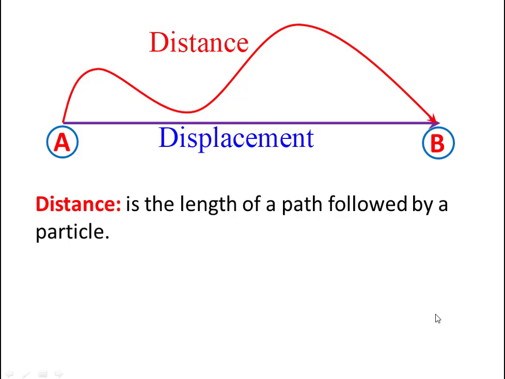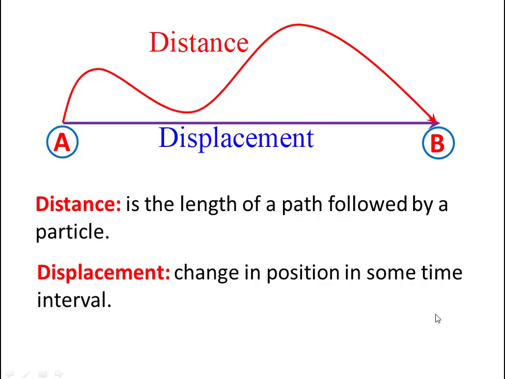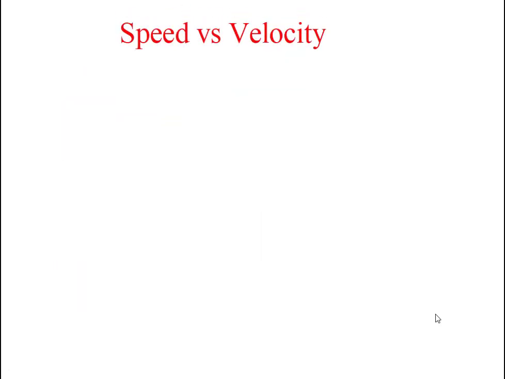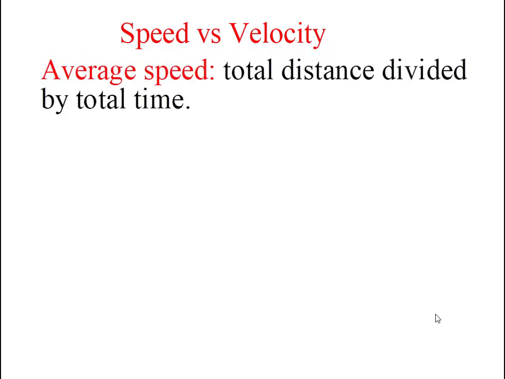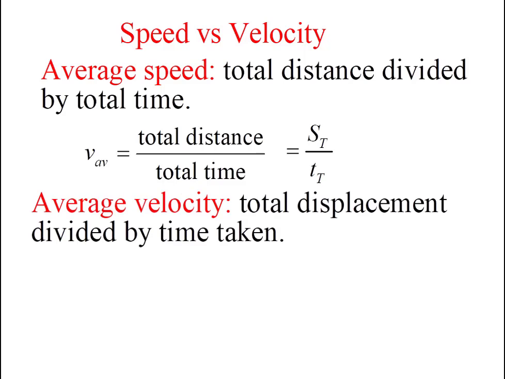Distance is the length of a path followed by a particle, and displacement is a change in position in some time interval. Speed versus velocity. The average speed is the total distance divided by the total time. On the other hand, the average velocity is defined as the total displacement divided by the time taken. So the average velocity is the change in displacement divided by the change in time.